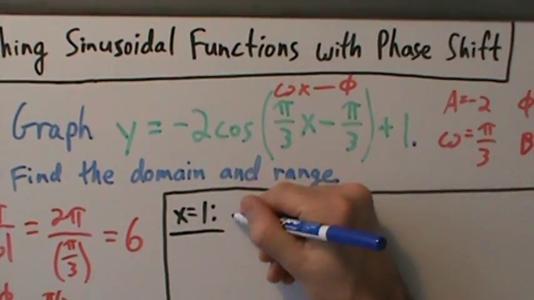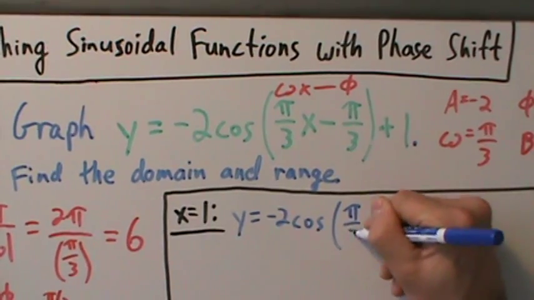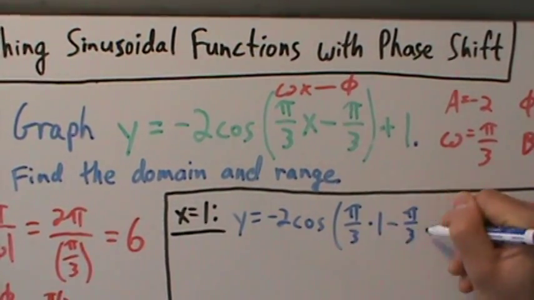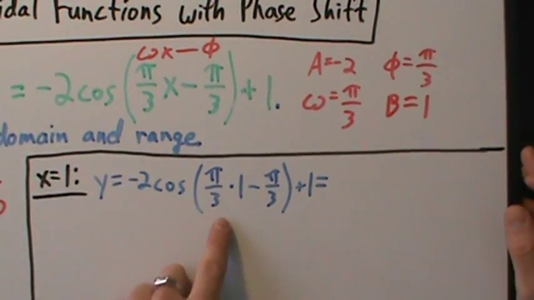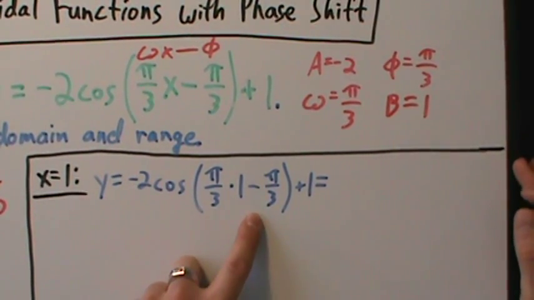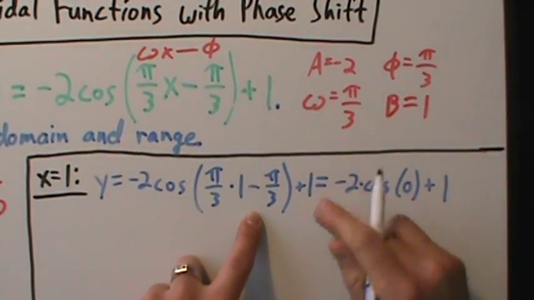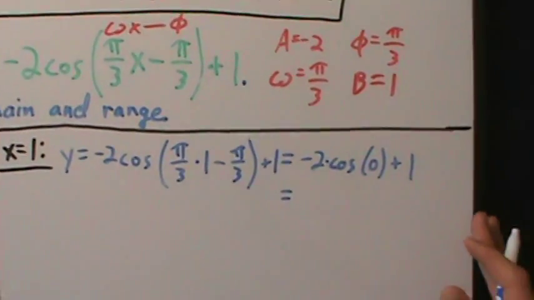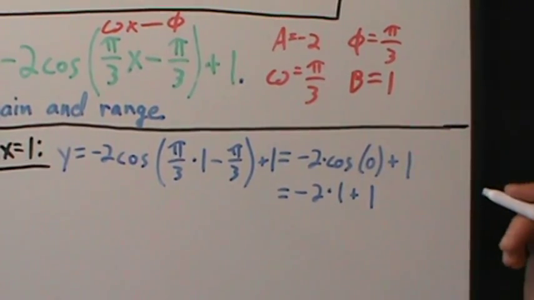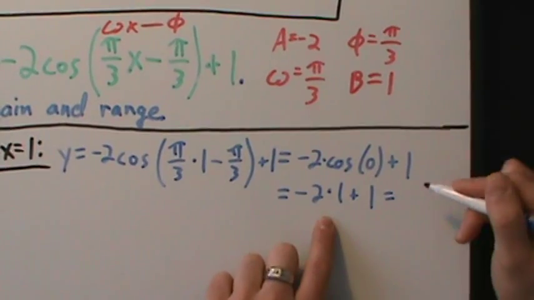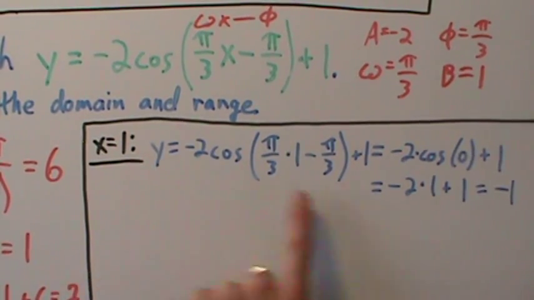So we have y equals -2 times the cosine of pi over 3 times 1 minus pi over 3, and then plus 1. Pi over 3 times 1 is pi over 3. Pi over 3 minus pi over 3 is 0. So this is -2 times the cosine of 0, and then plus 1. Cosine of 0, what's that? That's 1, right? So this is -2 times 1, and then plus 1. -2 times 1 is -2. -2 plus 1 is -1. So what we just found out is that when x is 1, y is -1.